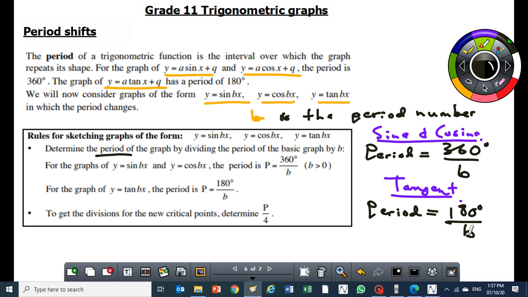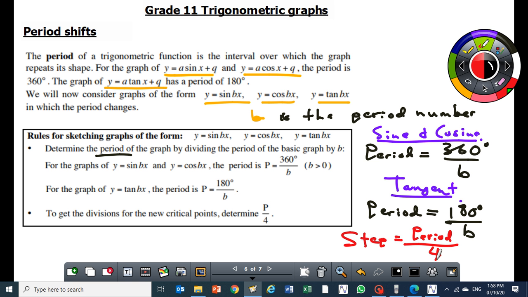the step on the calculator is given by the formula period over 4. So the step on the calculator is going to be period divided by 4. So if your period is not correct, then you get the step wrong. So you have to be very careful here. Your step on your calculator is going to be period divided by 4.